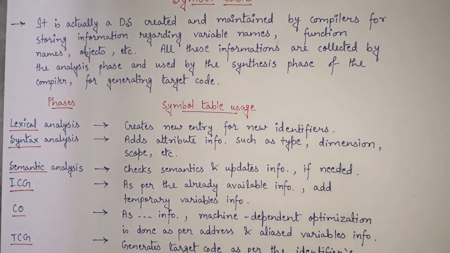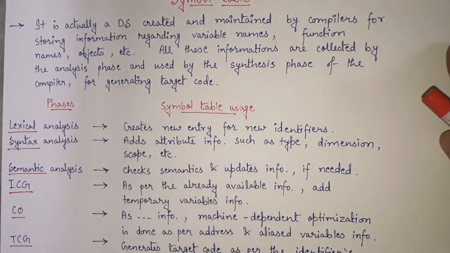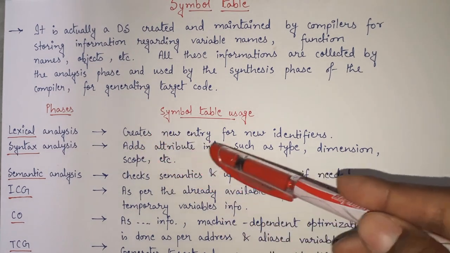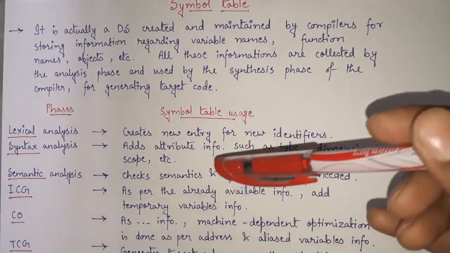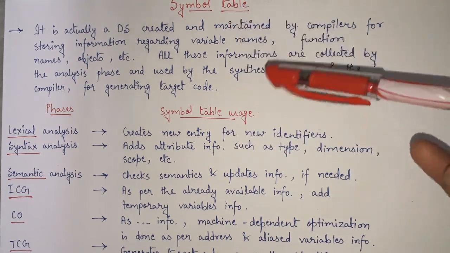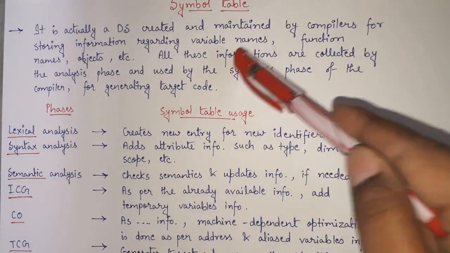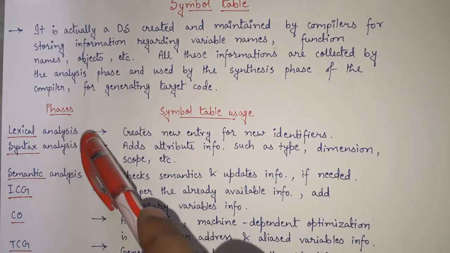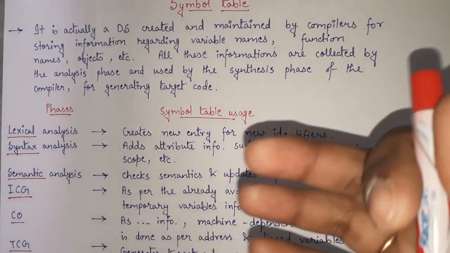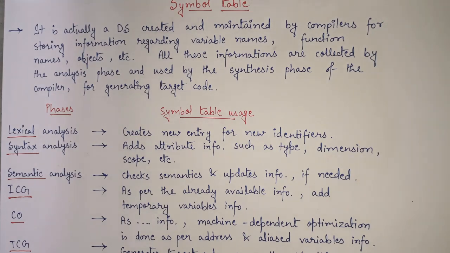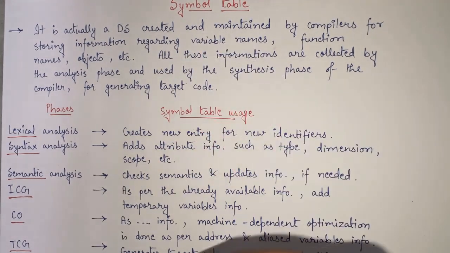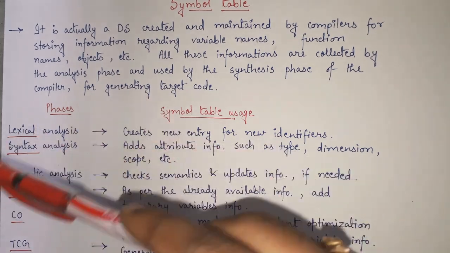So first of all, we are having lexical analysis phase. What will the lexical analysis phase do? It will create a new entry for new identifiers. As we know, symbol table is all about inserting variable names, function names and objects. So whenever lexical analysis gets any new identifier, for every such new identifier, it will create a new entry in the symbol table. Fine, this is lexical analysis.